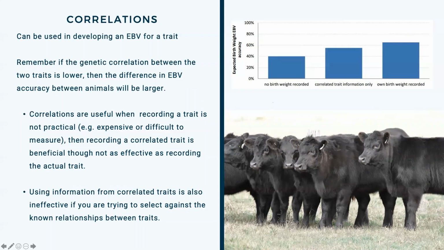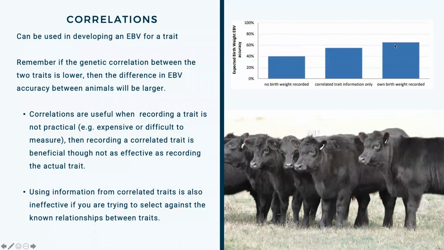So if you like, what we look at on this table is the expected birth weight accuracy if we didn't record birth weight. And you'd expect that it's going to be fairly low at about 40%. If we're able to correlate that with other information, so maybe 200-day weight or another trait that was also correlated with birth weight, that degree of accuracy is going to start to come up to close to that 60%. And certainly if you were recording birth weight, it's going to be much higher than that 60%.